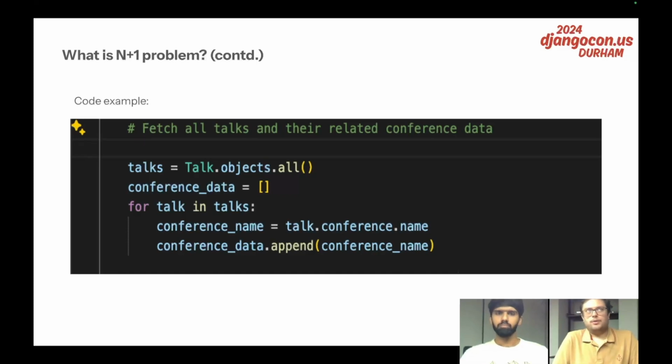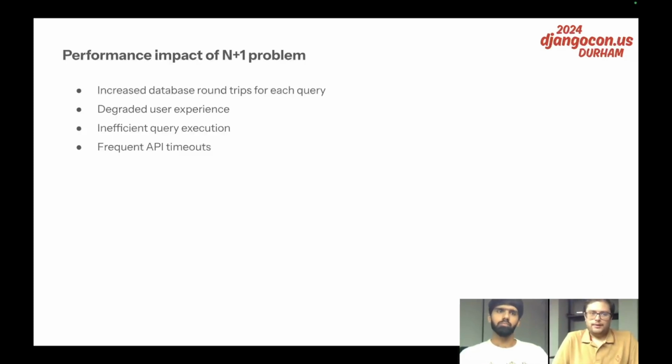Before I jump into identifying the problem, I want to highlight the importance and the performance impact of the N+1 problem in a software application. First and foremost, it leads to increased database round trips for each query. For example, every time we evaluate the data, a new database query is executed to fetch that data, eventually increasing the number of round trips made to the database.